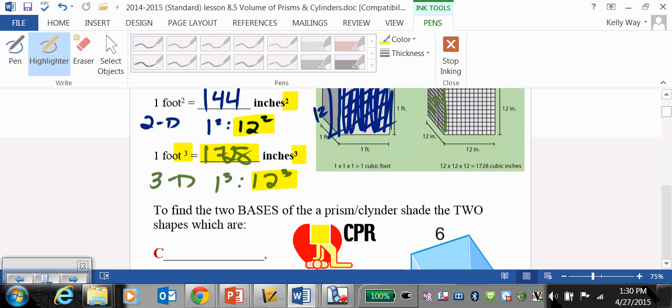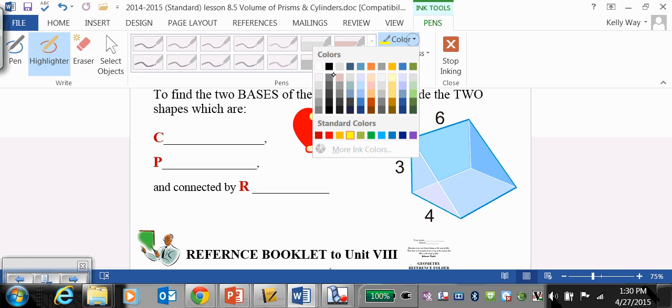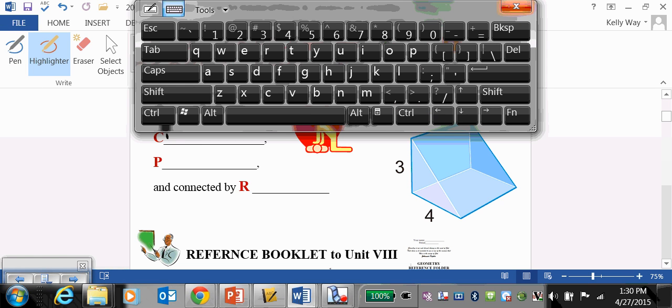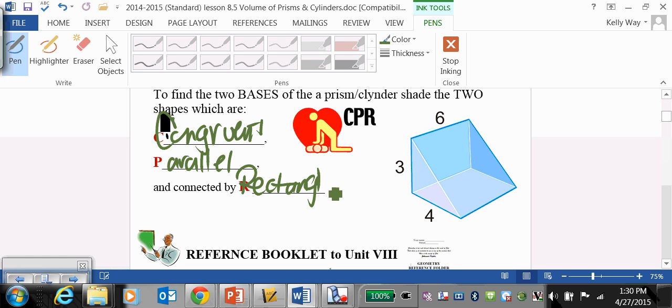All right. Okay, let's recap. Now we're going to move on to 3D shapes. Step number 1. When we're dealing with prisms, you are going to work with 2 shapes that are congruent, parallel, and connected by rectangles. Congruent, parallel, rectangles. Just remember CPR.